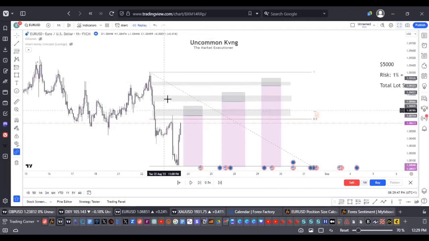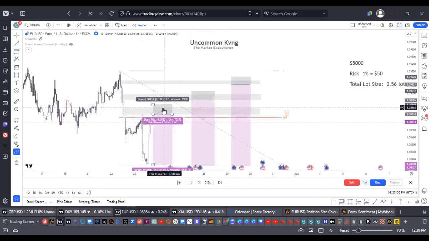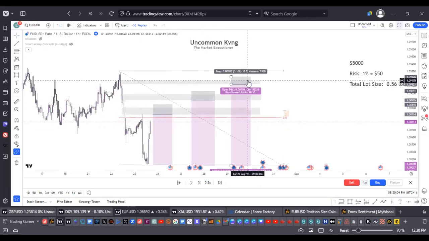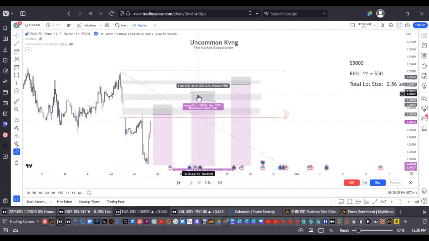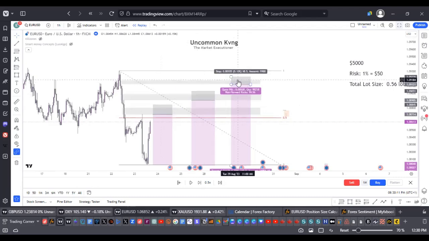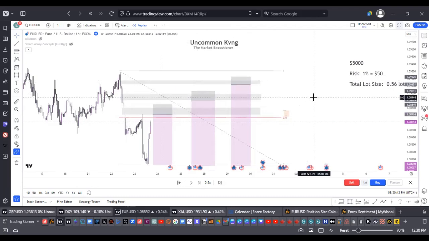Each of these fair value gaps has different sizes, right? So it might not present us the same pips per stop loss, right? So on this particular one, we have 13 pips. This one, we have 12 pips. And this one, we have 10 pips. Now, how do we split this 1% to actually cover for all this, right?